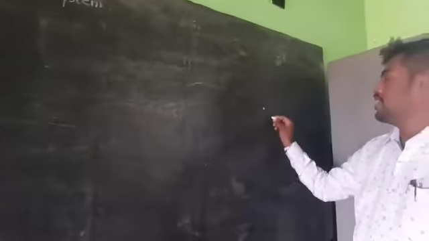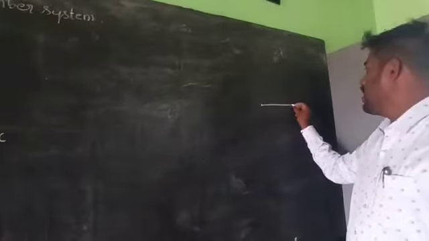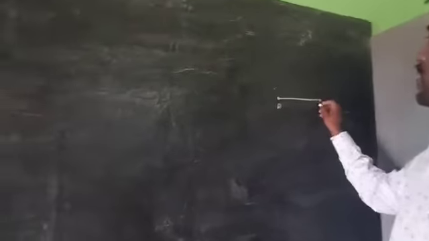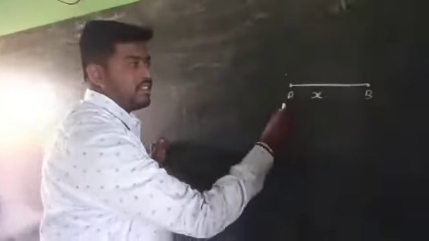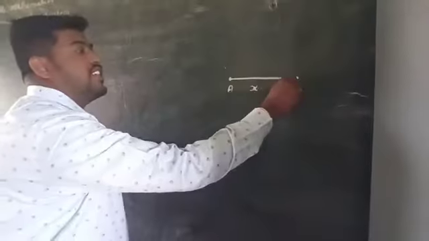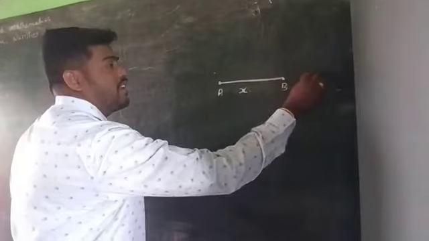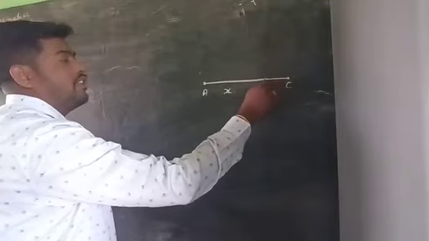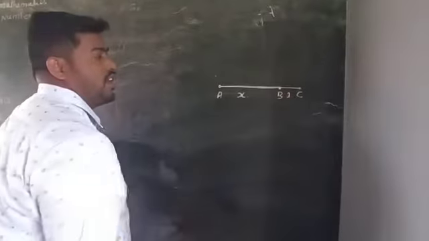point and draw a line AB. Take any point A, and draw the line AB. The distance is x. Next, extend the line AB to a point C. Call this point C, such that the distance BC is 1 unit.